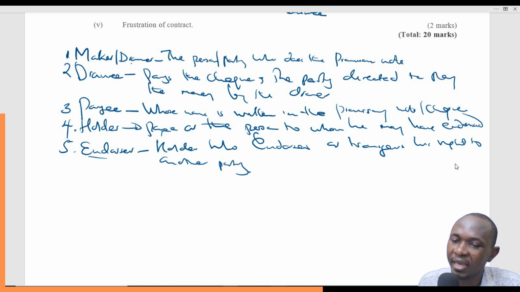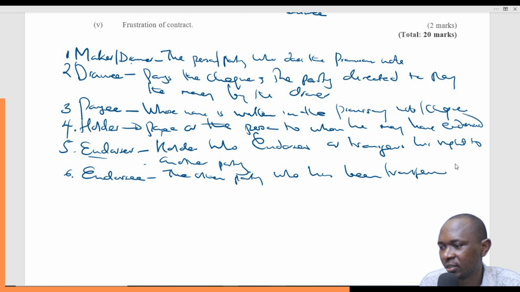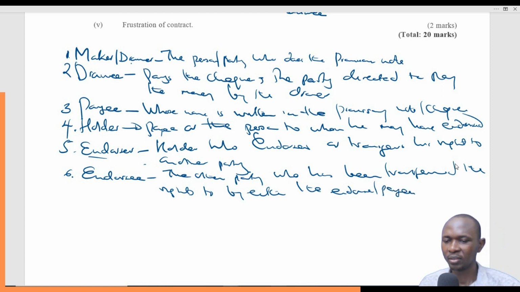Then he becomes the endorser. And the other party who has been transferred the rights to, by either the payee or the endorser, will be referred to as the endorsee. That is the other party who has been transferred the rights by either the endorser or payee. It will be called the endorsee.